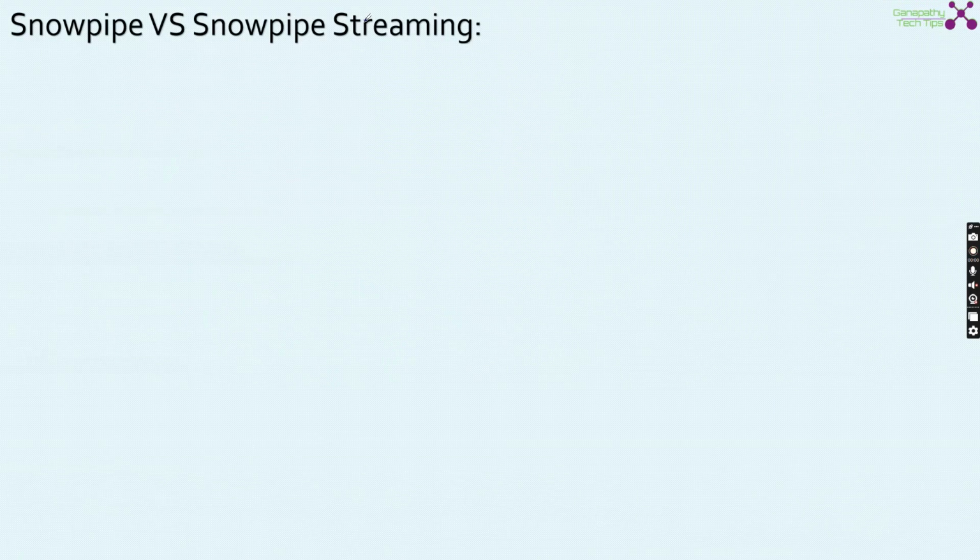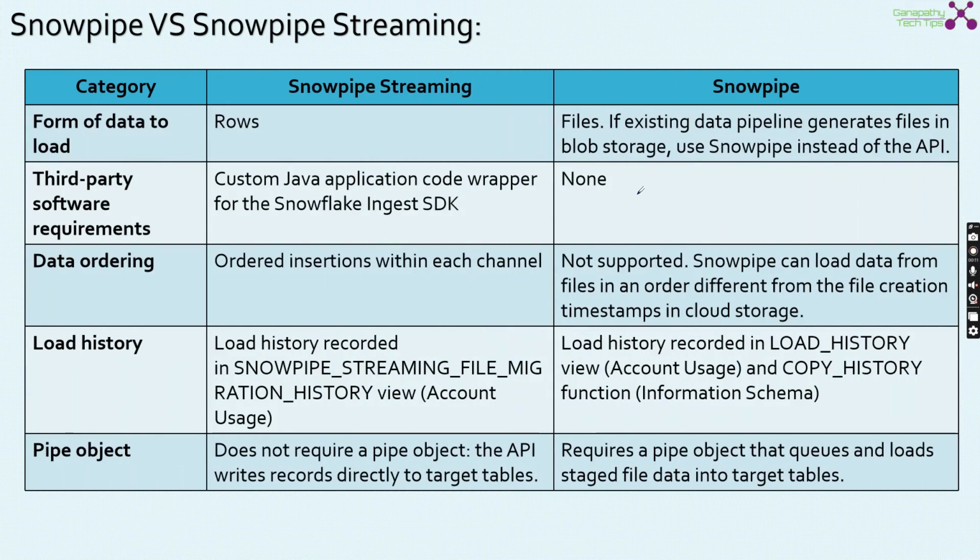So yet another $1 billion question. We need to know what all the differences are between Snowpipe and Snowpipe streaming. We are already aware of them to some extent, but let us see. Again, from the Snowflake documentation, there is a lot of information available for us to consume.